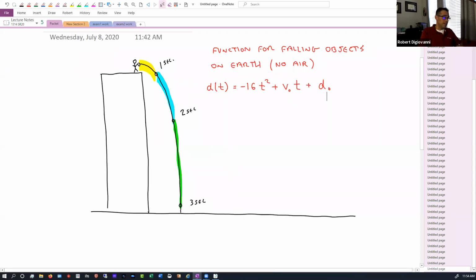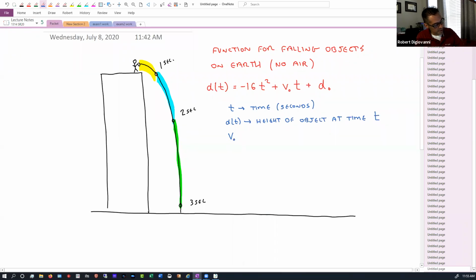Okay, now let me explain what all these things are. First of all, t is just time, and it's measured in seconds. So in this formula, t will be time, and it's measured in seconds. D of t is the height of the object at time t. I'll explain that a little more in a second.